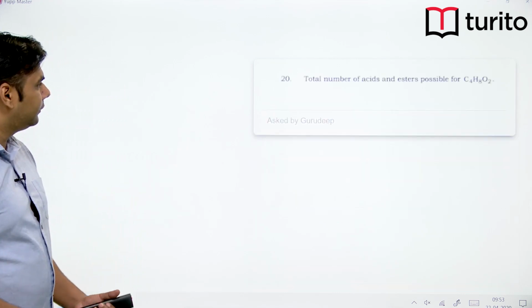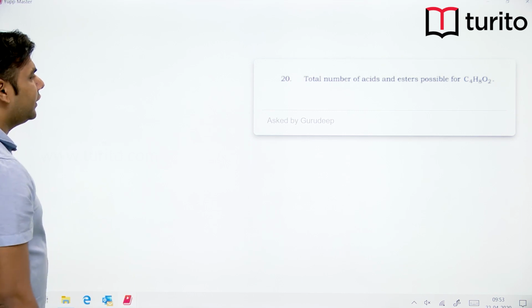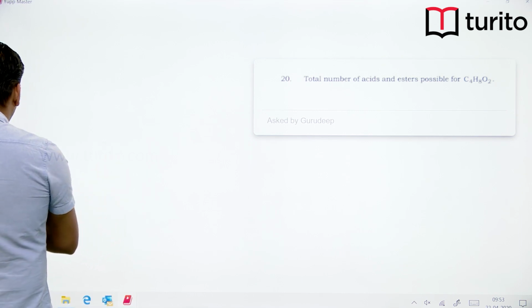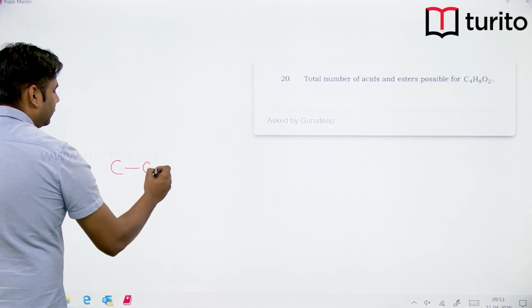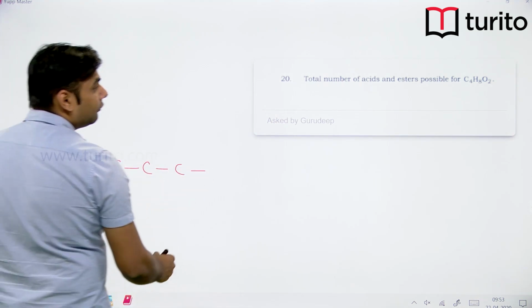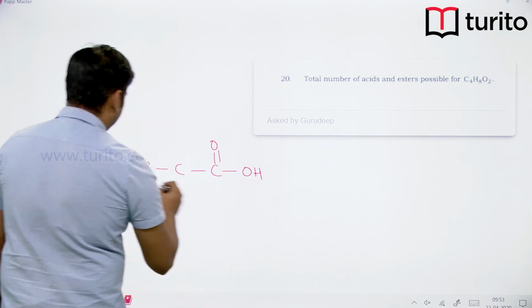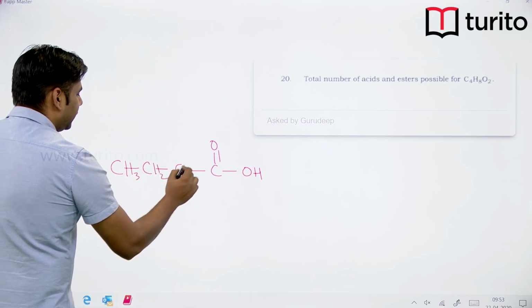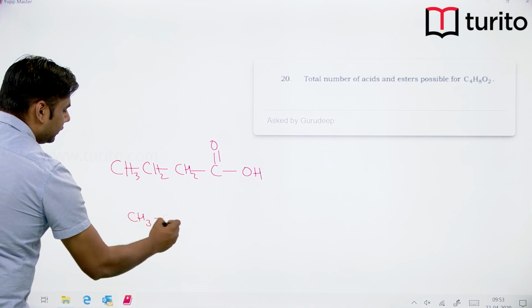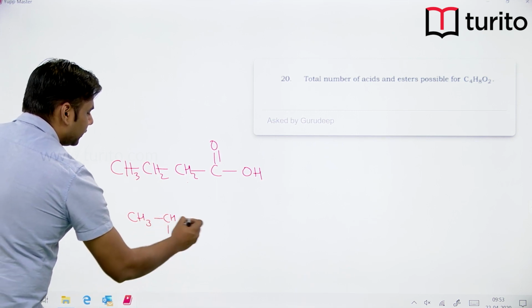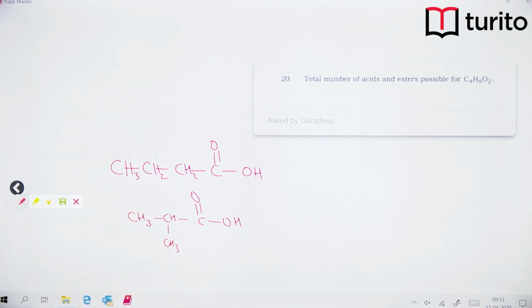Okay, the next question please. Total number of acids and esters possible for C4H8O2. Okay, so basically if you look at C4H8O2, we are having 4 carbons. So the acid that can be formed is this. So we can do a branching over here. So branching can form this as the carboxylic acid. So there are only 2 types of carboxylic acid that are possible over here.